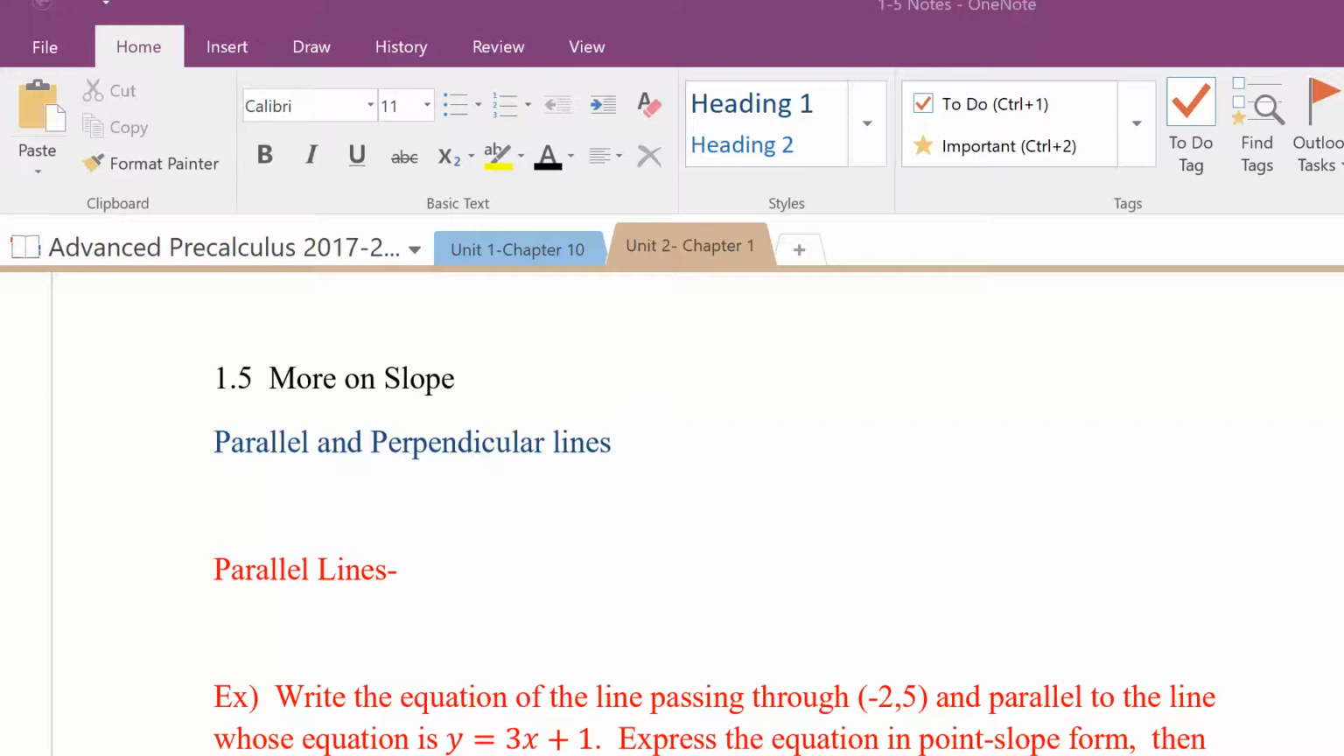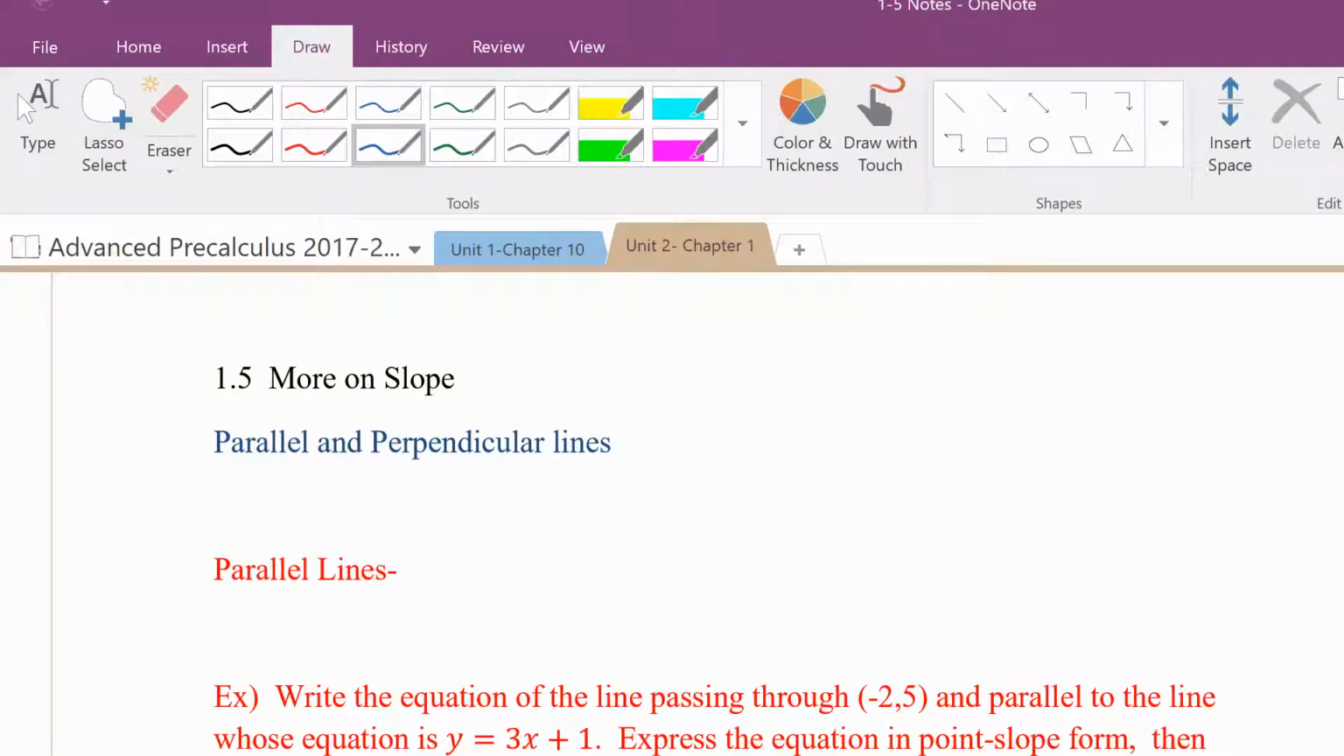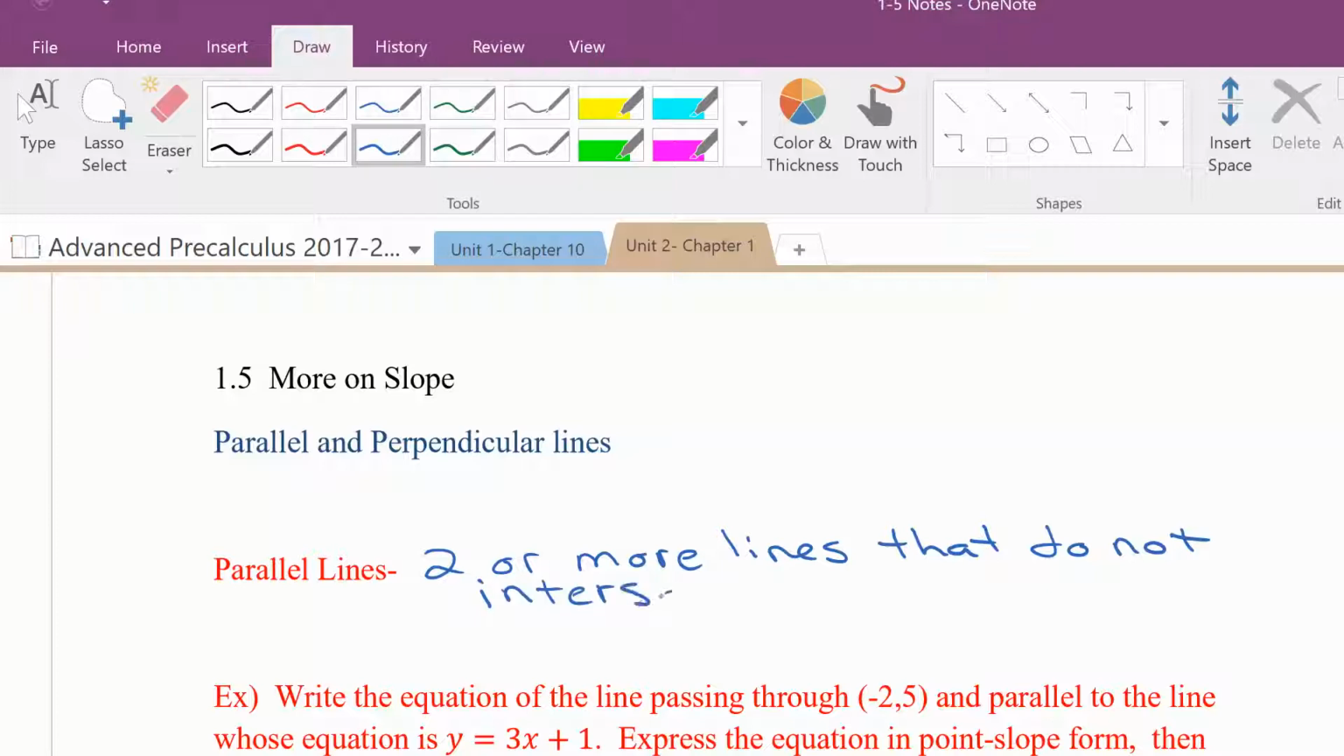Welcome to today's video on section 1.5, more on slope, and talking about how to write the equation for parallel and perpendicular lines. For parallel lines, remember, parallel lines are two or more lines that do not intersect. And remember, the key fact about parallel lines is that parallel lines have the same slope.